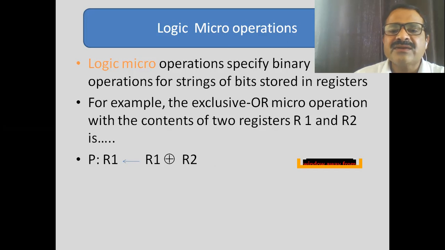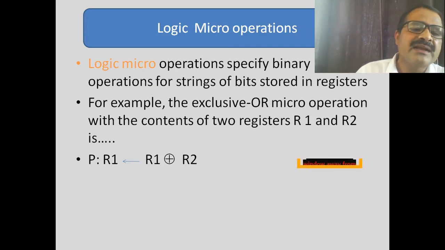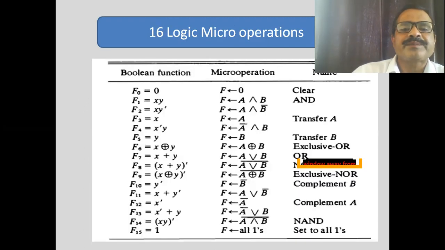Here, the exclusive OR micro operation with the contents of two registers, R1 and R2, will be done. When P is equal to 1, the content of the R1 register and the content of the R2 register will be operated on with exclusive OR. The result will be provided in terms of a sum, and that result will ultimately be stored in the register called R1.